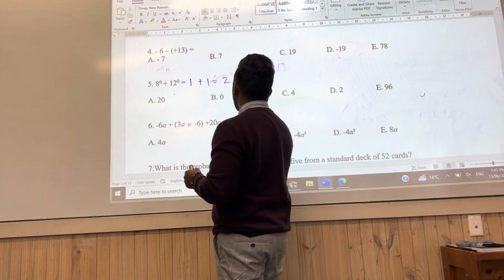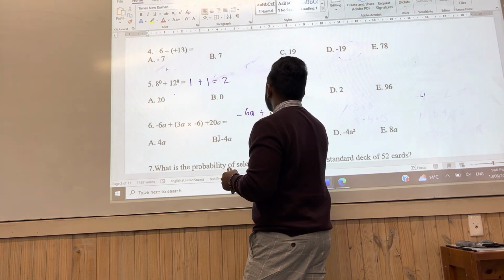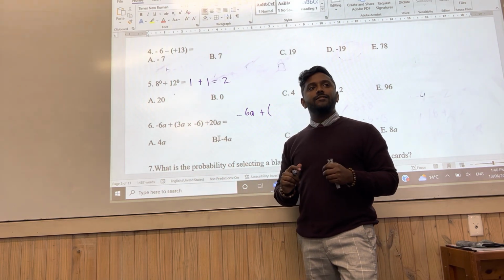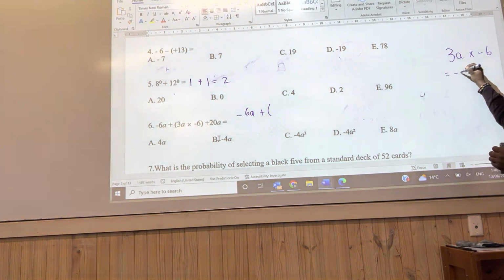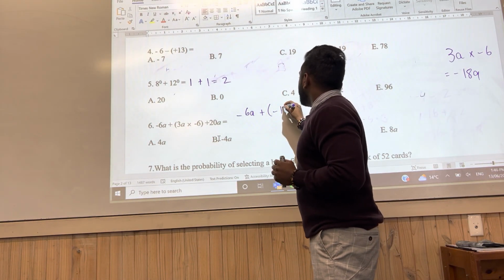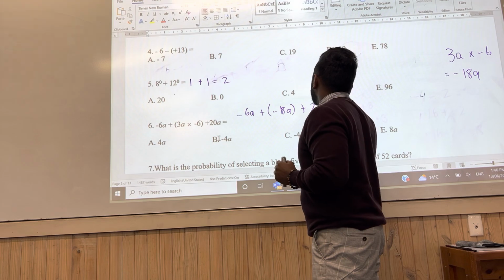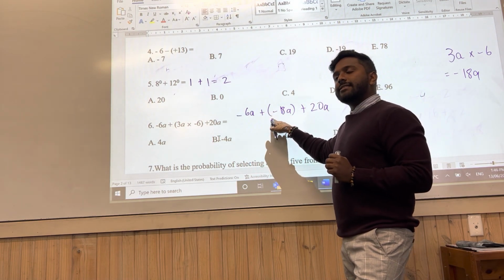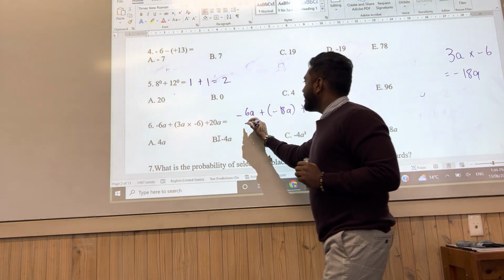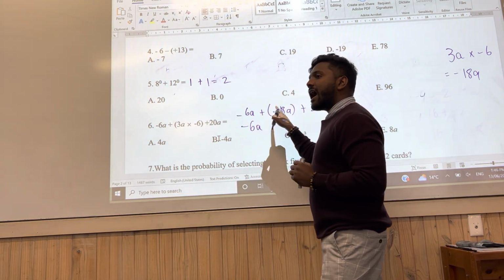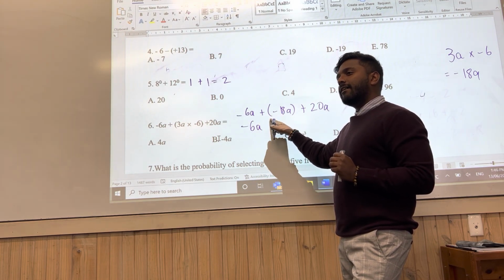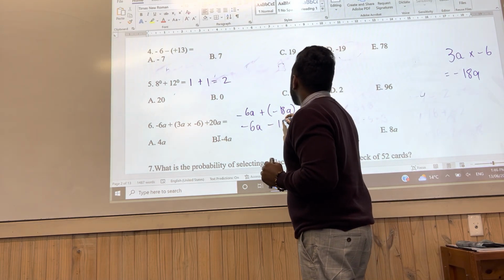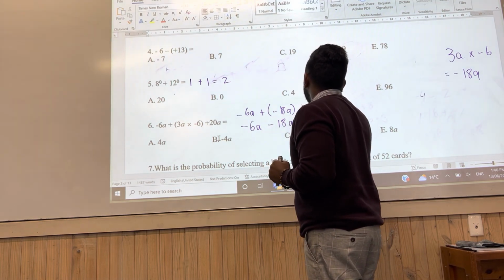So when we write this out, it's going to be negative 6a plus, open brackets, what's 3a times negative 6? Dexter, 3a times negative 6. Negative 18. Well done. Okay, so that's going to be negative 18a plus 20a. This is a positive, that's a negative. What does that change into, Jasmine? Positive. Positive, a negative? So what was it? What does it change into, the positive and negative? The negative. Correct, negative. So it's going to be minus 18a plus 20a.